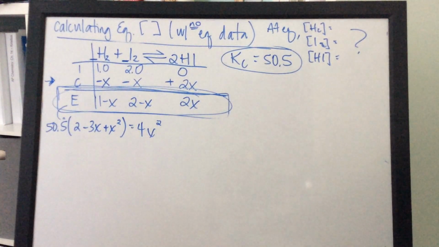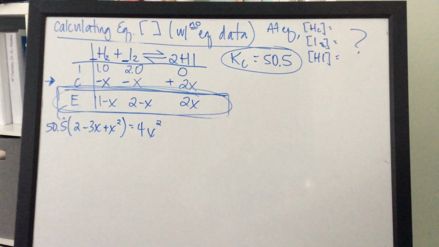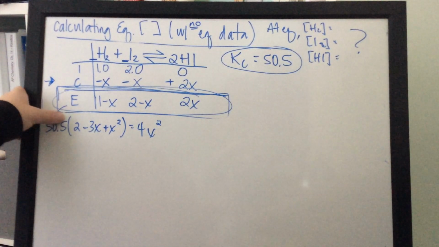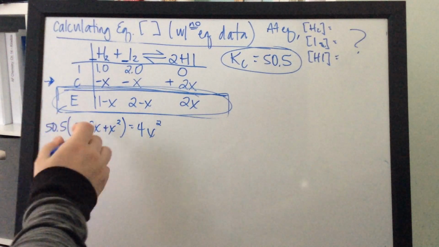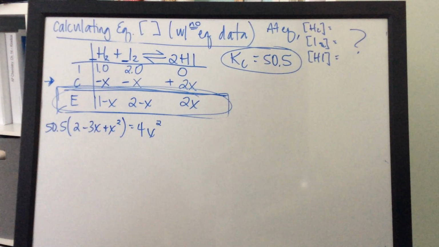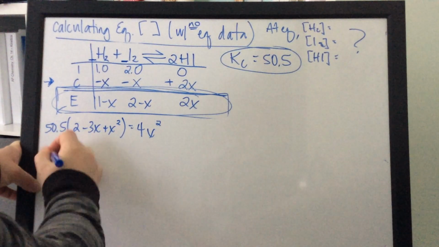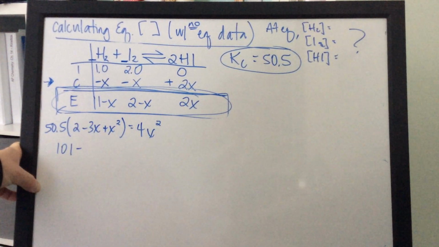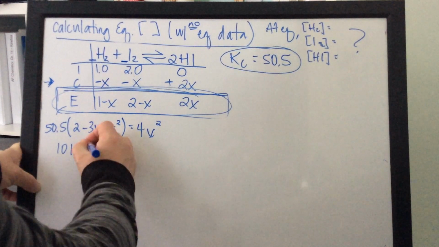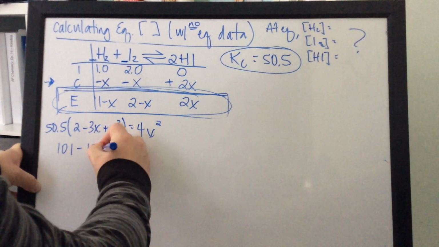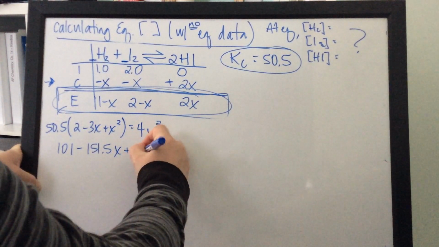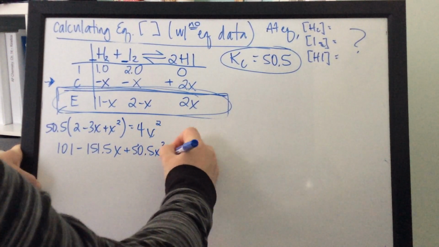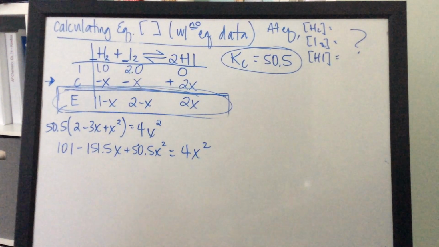And remember the goal, we're trying to find x, but I've got a bunch of x's in a bunch of different places, so I'm still on my mission of combining like terms. I need to do some distribution over here on this side, so 50.5 times the 2 would be 101. 50.5 times negative 3x would be negative 151.5x, and then 50.5 times x squared would be 50.5x squared equal to 4x squared. Okay, we're getting somewhere.